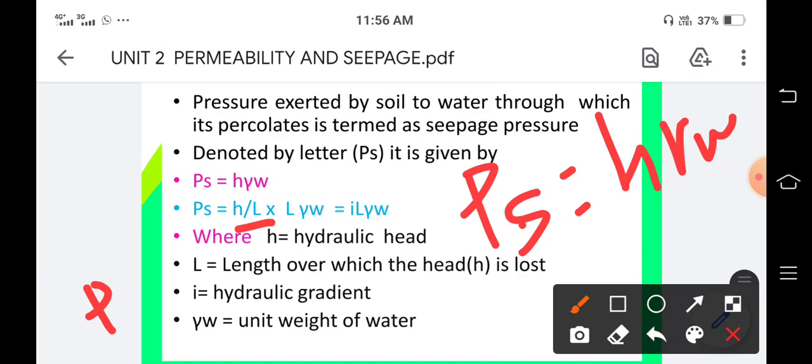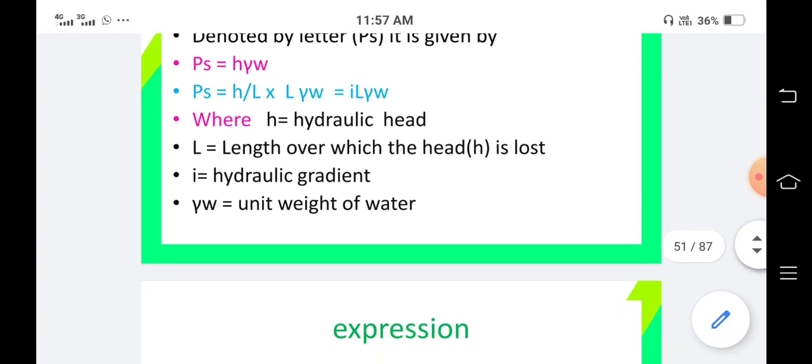W. But this H upon L is nothing but the hydraulic gradient. H is the hydraulic head, and L is the length of the soil sample, or the length over which the head is lost. So H upon L is nothing but I. So we can write PS equals IL into gamma W, where I is the hydraulic gradient and gamma W is the unit weight of the water.